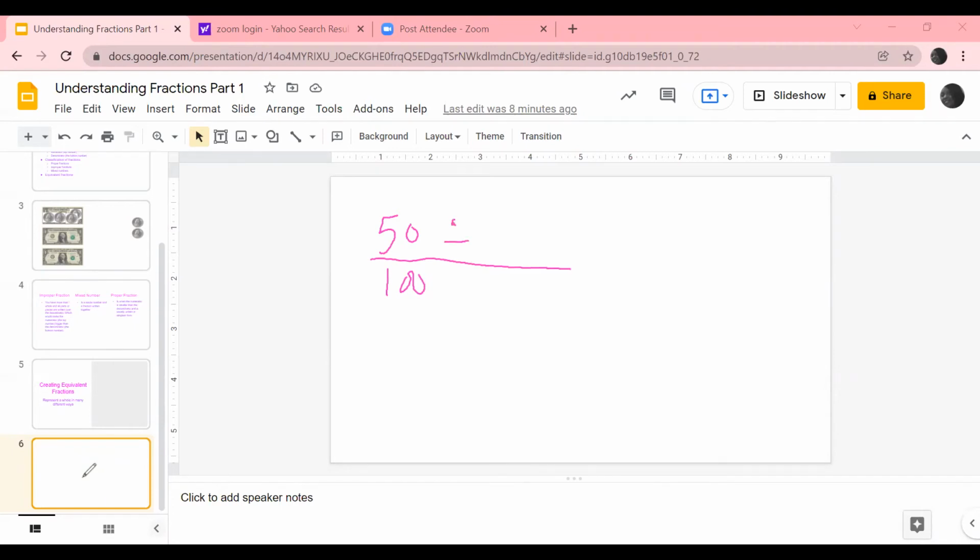I know that 50 is divisible by 50. And whatever I divide my numerator by, I will have to divide the denominator by as well. So 50 divided by 50 would give me 1. And 100 divided by 50 would give me 2. So that's one way that I could get to a half.